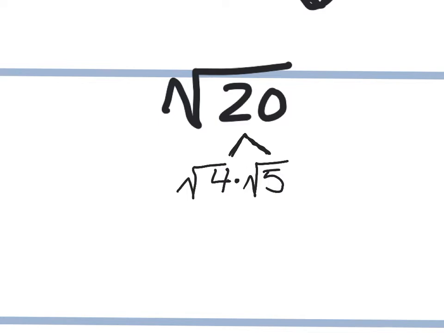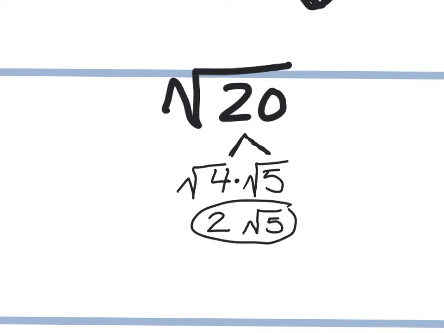Talk to me for a minute about why do I love the square root of 4 times the square root of 5 way better than I love the square root of 20? Yeah, because I know the square root of 4. What is the square root of 4? That's 2. Now, the square root of 5, the only numbers that multiply to make 5 are what? 1 and 5. So that's not going to break down to any better form for us. It's just going to stay as the square root of 5.